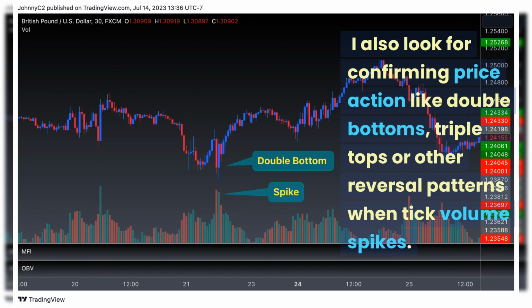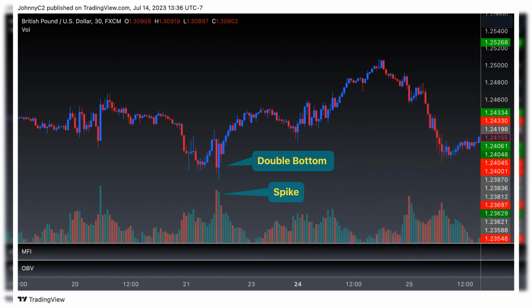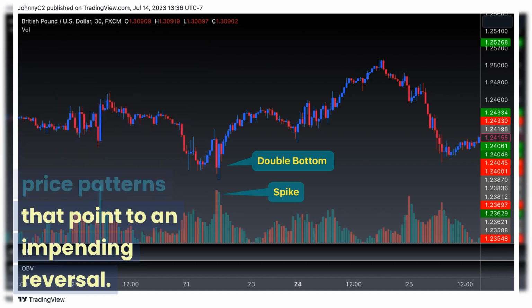I also look for confirming price action like double bottoms or triple bottoms or other reversal patterns when tick volume spikes. The key is looking for volume extremes and other indicators combined with price patterns that point to an impending reversal.